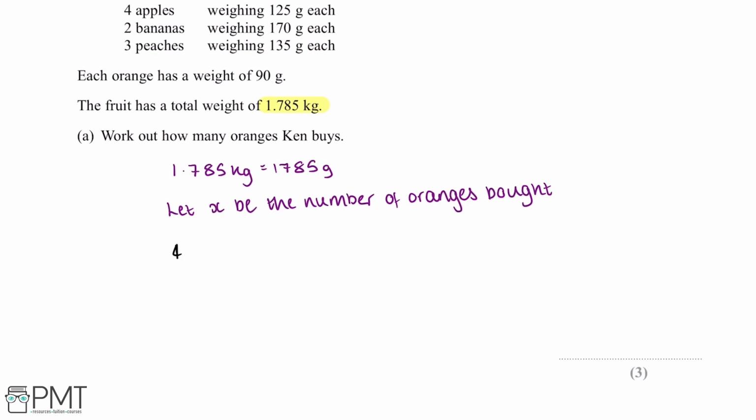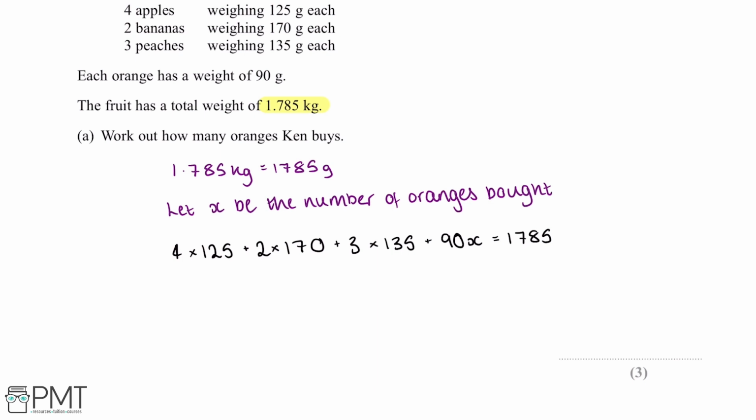So 4 multiplied by 125 grams for the apples plus 2 multiplied by 170 grams for the bananas, plus 3 multiplied by 135 grams for the peaches, and then plus 90 multiplied by x, which is our number of oranges, will be equal to 1,785 grams. Now we can use our calculator to simplify down this expression.